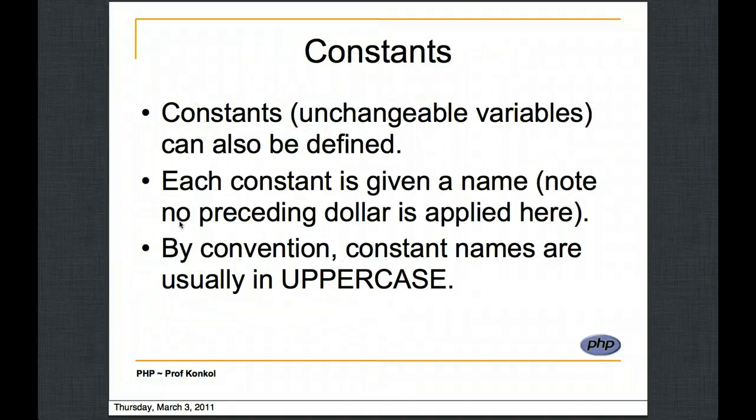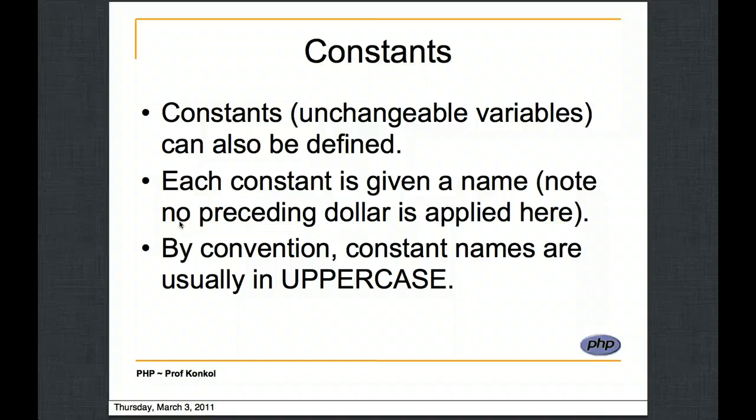Constants, these are unchanging variables that need to be defined as well. Each constant is given a name. No dollar sign is applied here. By convention, constants are always uppercase. So if you can remember, variables are always lowercase. Constants are always uppercase. All right?